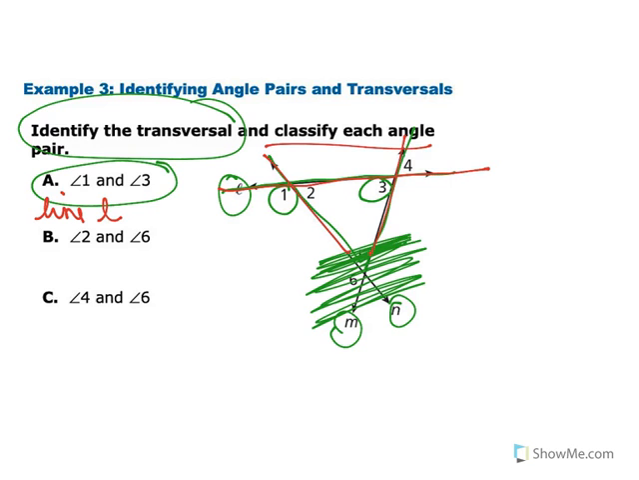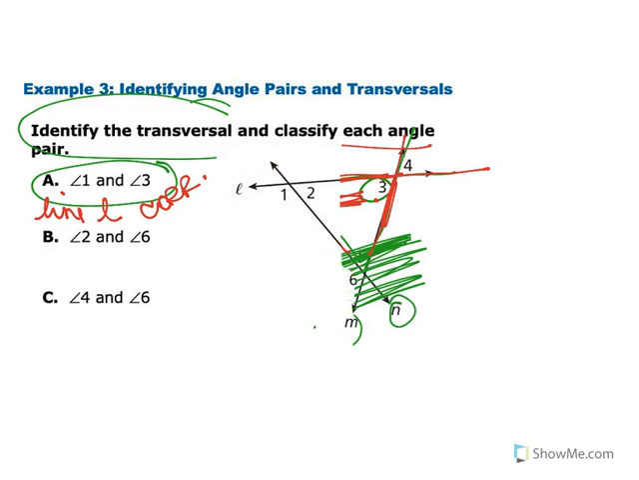And then we want to classify. So 1 and 3. Well, 1 is sitting kind of on this, and 3 is sitting here, and they're on the same side of the transversal, okay? So notice that they're not both inside. One of them's outside, one of them's inside. So that means they're corresponding. Let me erase all my scribbles here.